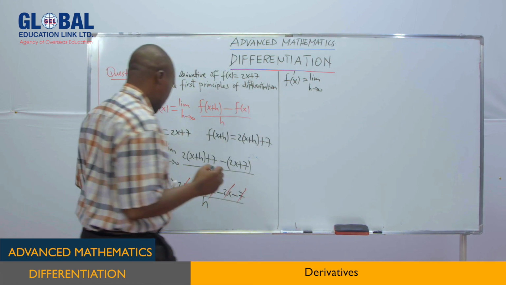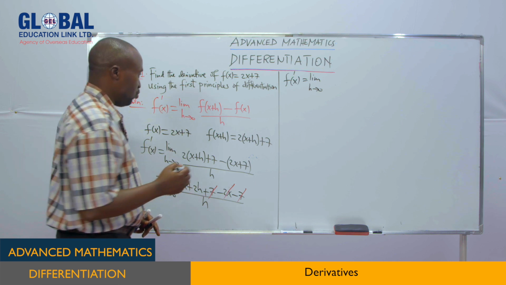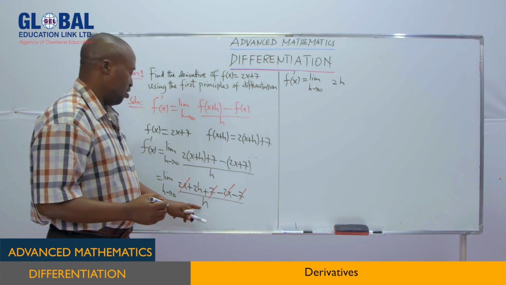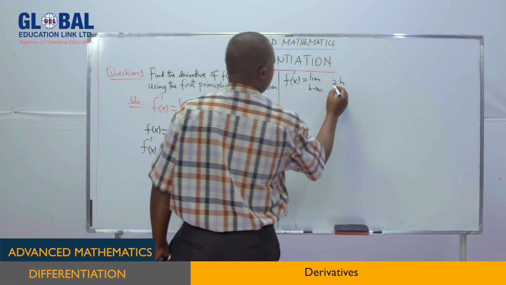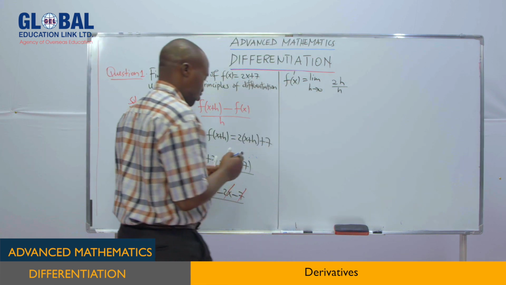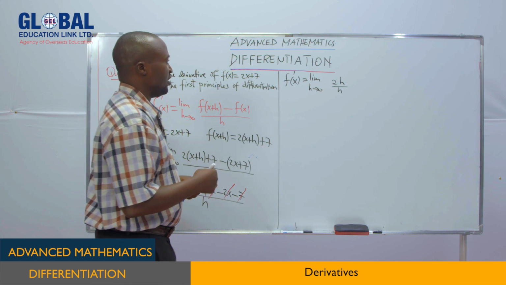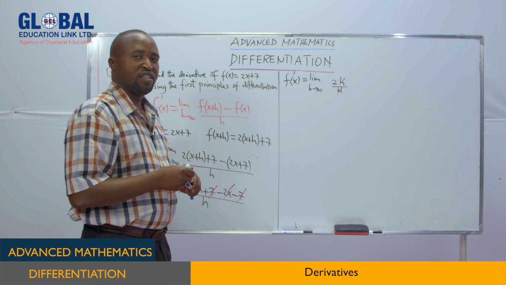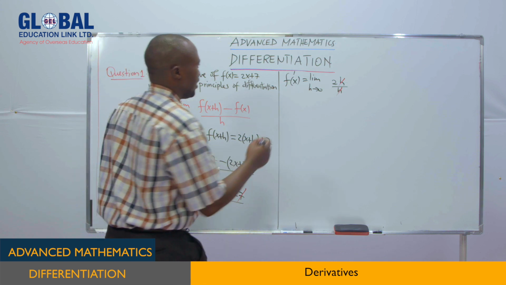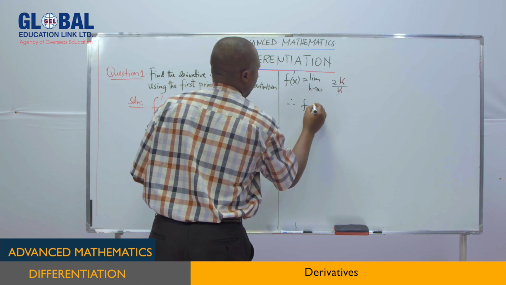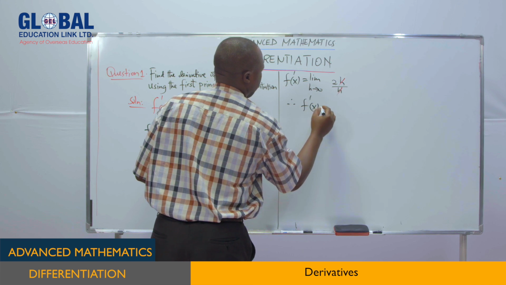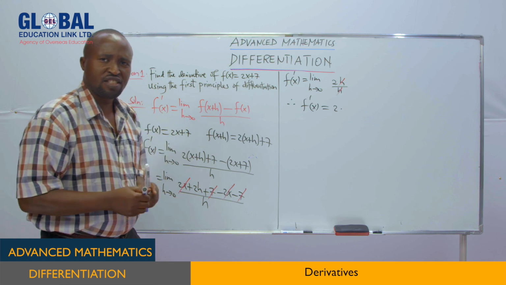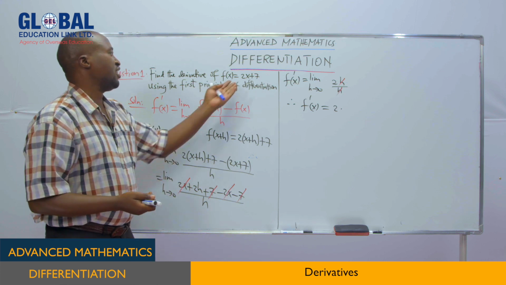approaches 0, 2h over h. So again, h over h is equal to 1. So my dear student, here we have the answer: f of x dash is equal to 2. That is for the case of a linear function like this.